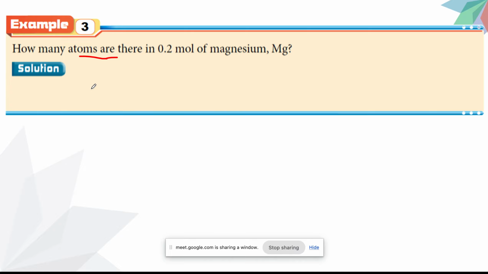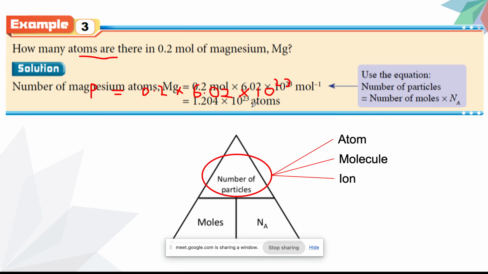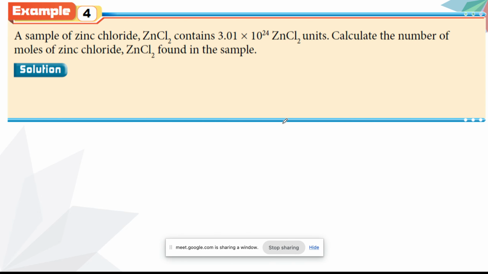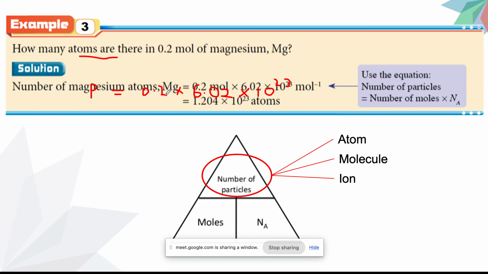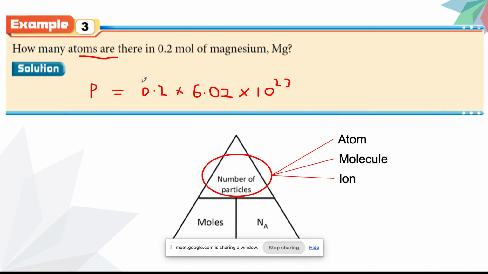So you apply number of particles. The particles could be atoms, like in this case they measure atoms, could be molecules. They can ask you to calculate the number of molecules, or it could be ions. If it's ions, they may use the word formula. Whichever word they use, it is the same formula. They all represent particles. When we multiply, we get the number of particles to be 1.204 times 10 to the power of 23 atoms. This is the number of atoms you get. Is that okay? Now let's move to another problem.